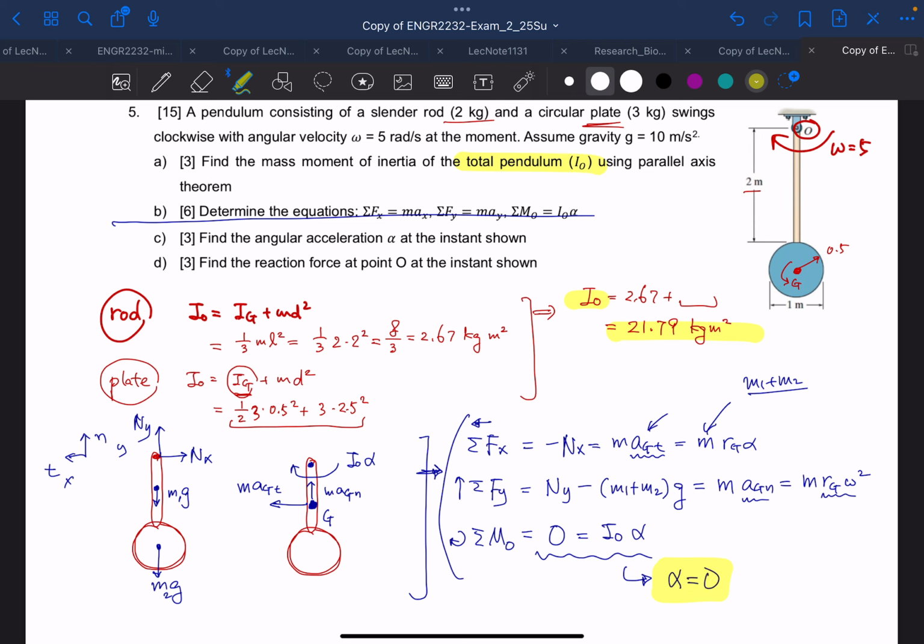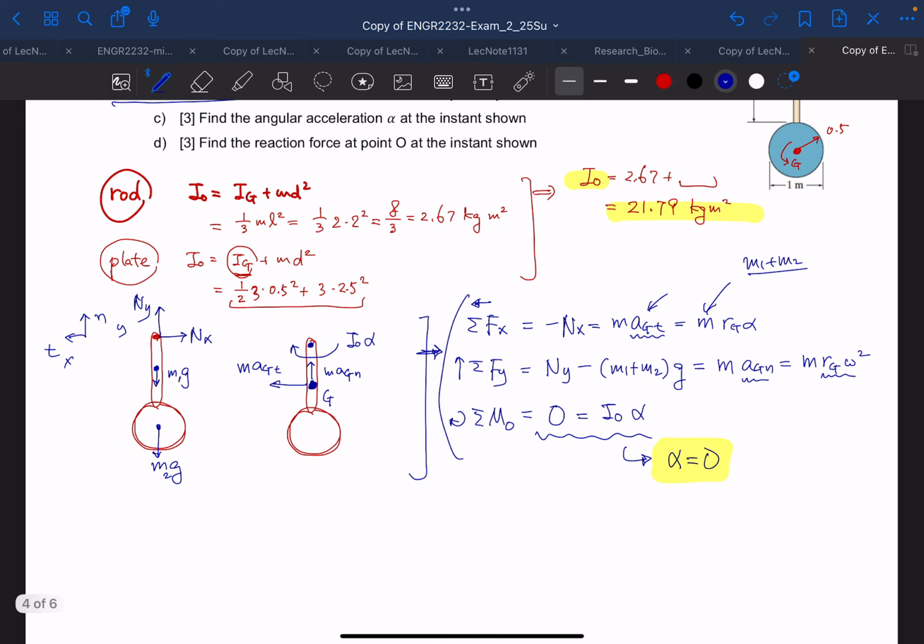Okay? So that's just done here. And find the reaction force at point O at that instant. So we would like to find out this NA and NX and NY values.